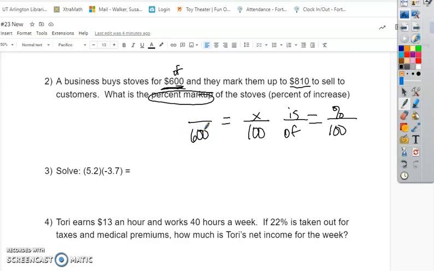Then it marks it up to $810. Now, I don't want to put 810. I want to put how much it is marked up. So remember, percent of change, we would do 810 minus 600. Okay, that tells us how much the increase was, how much the price changed by. So it's $210, right? So you're going to cross multiply this.